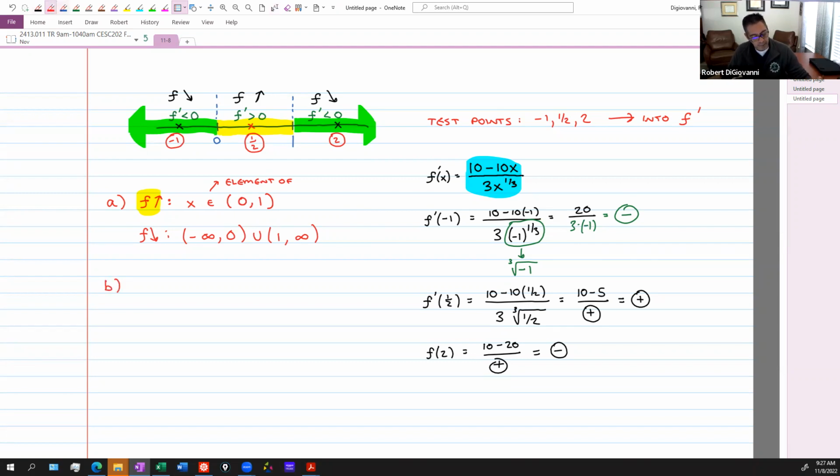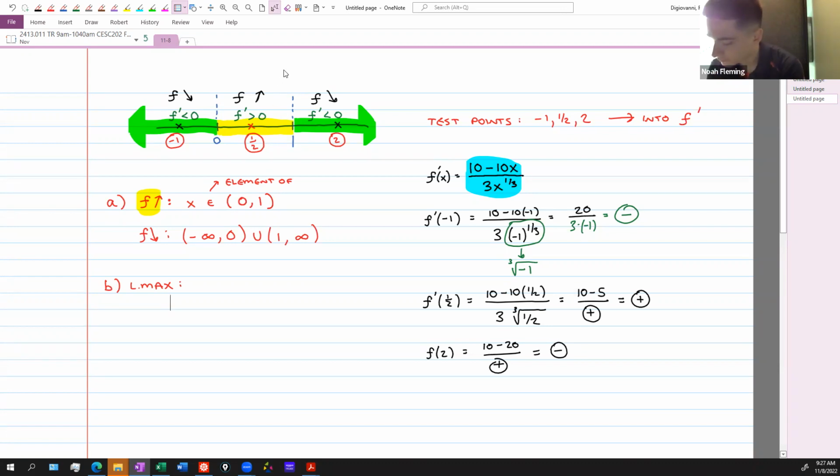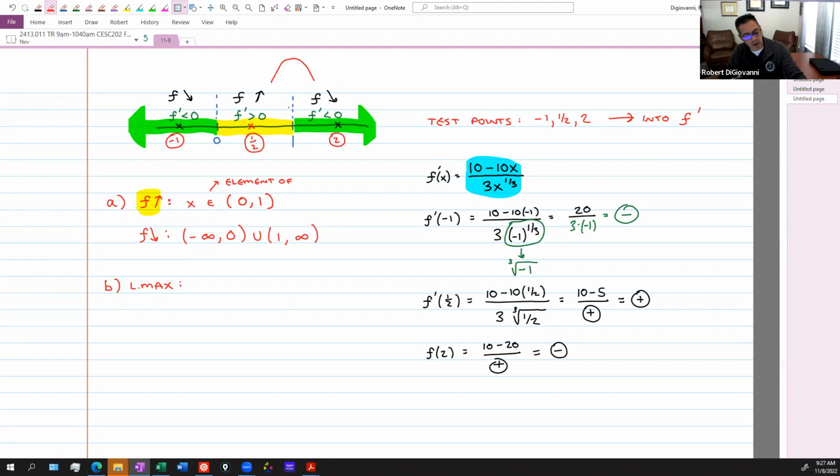Part B, local max, local min. Start with local max. Well, I have a local max. Where is it happening? What's the X value of where I have a maximum? At 1, right? Because the graph goes up and then down. You can imagine the graph goes up and then it has to come back down here. Over here, it goes down and has to go back up. So I have a local max here at 1. So I'm going to put 1 here.